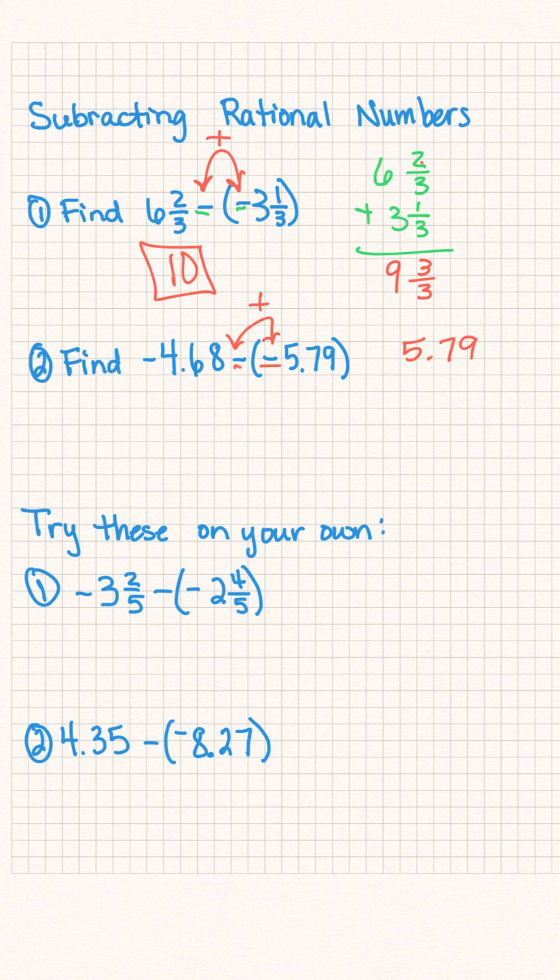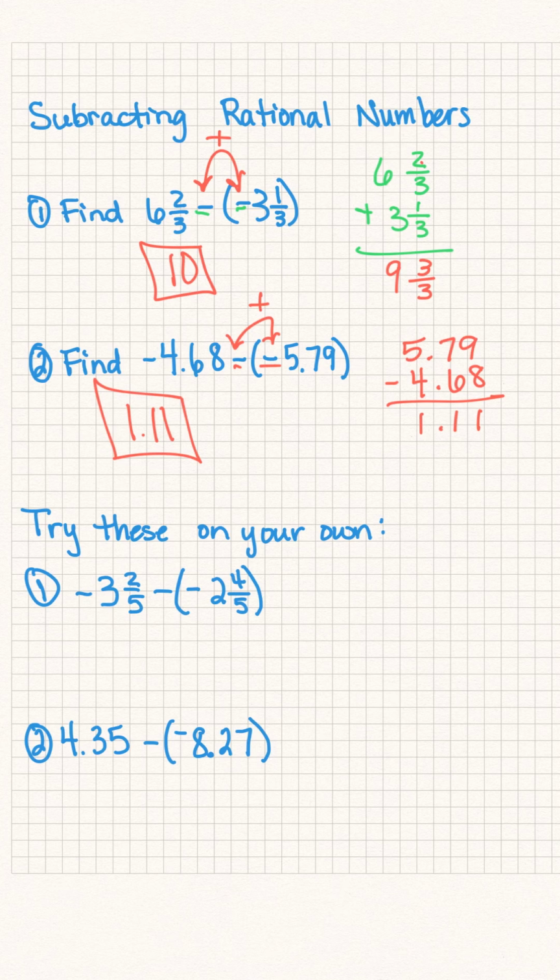5.79. And then we're really subtracting 4.68 because it's a negative. The bigger number now is going to be the 5.79. So it should equal a positive. So when we subtract these, we get a positive 1.11.